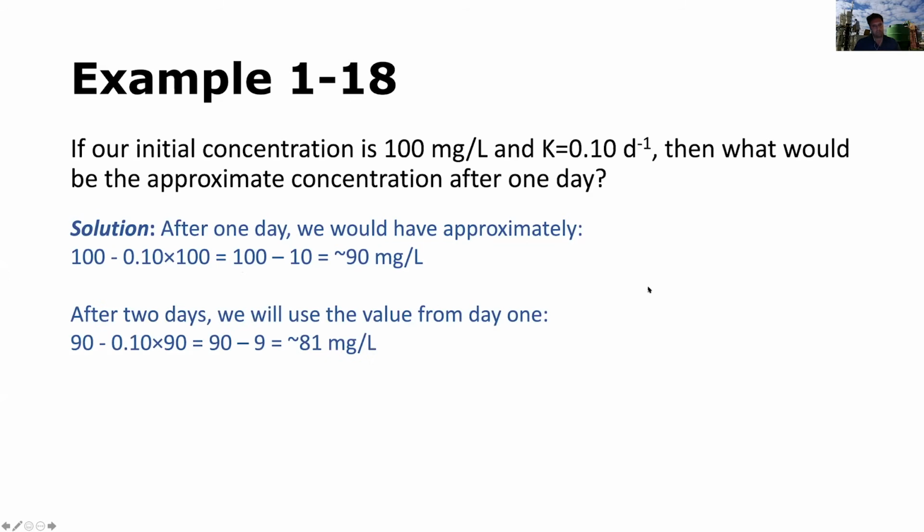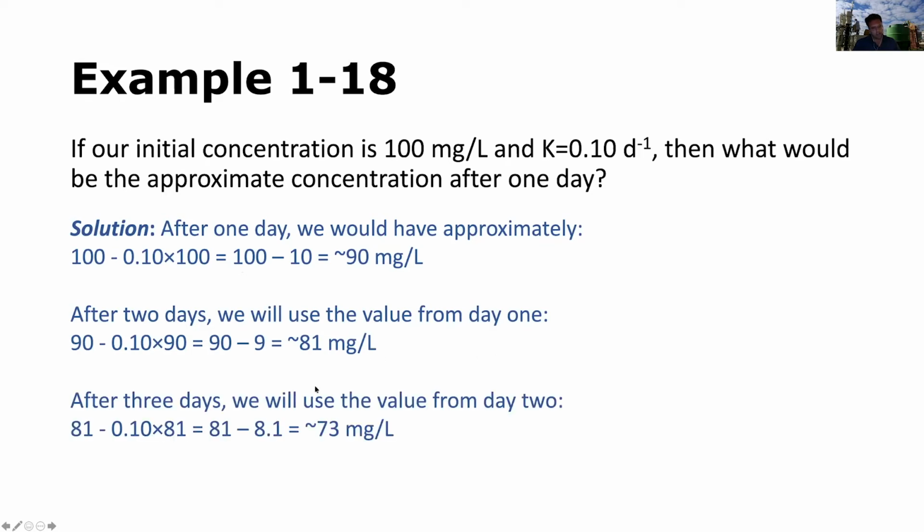After 2 days, we would start with the value from day 1, so 90 milligrams per liter. Again, we would lose 10% on day 2, equal to 90 minus 9 is equal to 81 milligrams per liter. On the third day, we'd start with that 81, and again we'd lose 8.1. We would be left with approximately 73 milligrams per liter. So that's one way that you can interpret the k value, in particular when the k value is quite low. This approximation holds true for the most part.